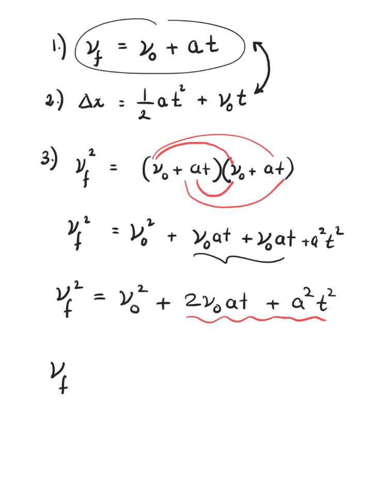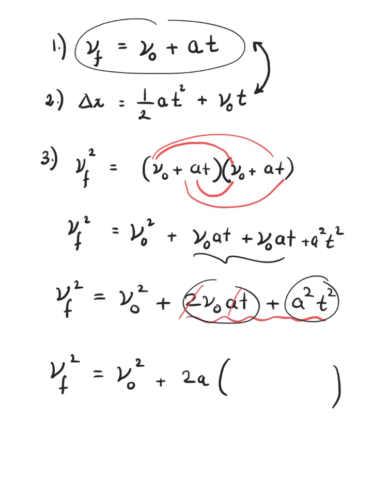So let's rewrite the V final squared and the V initial squared. And what I'm going to do is factor out a 2a out of these two terms here. Okay, so if I factor out a 2a, what's left in the first term? Well, we got rid of the 2, and it's now outside. And we got rid of the a, it's also outside. So what's left over? V naught times t.